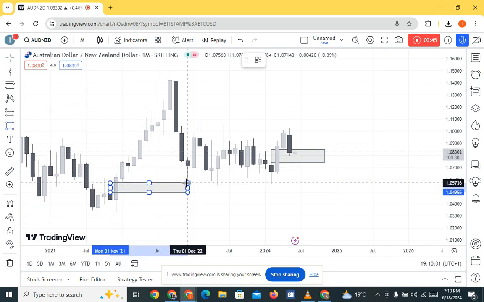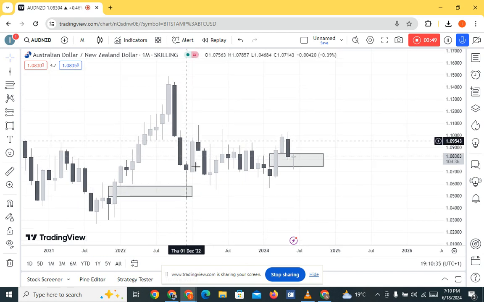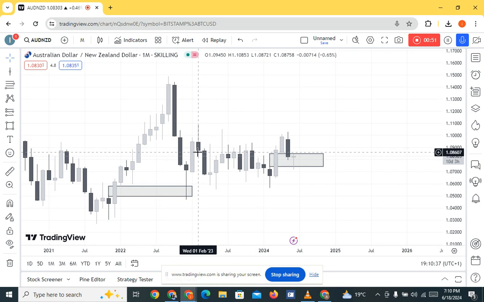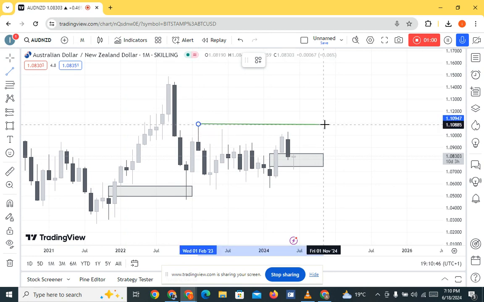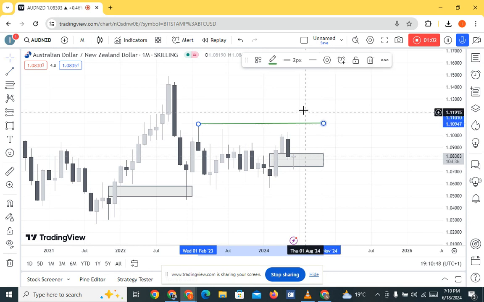Let's just do a little bit of explanation. It rejected out of this fair value gap right here and then gave us this other fair value gap right here. So if price is to continue higher, then our first target should be this high right here.